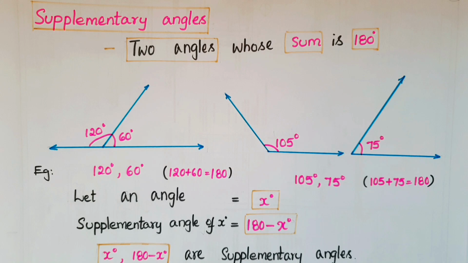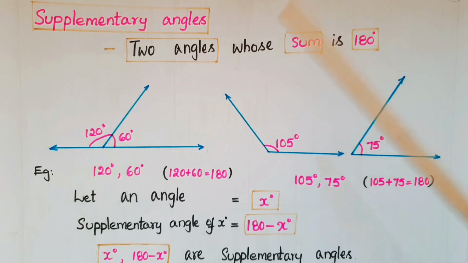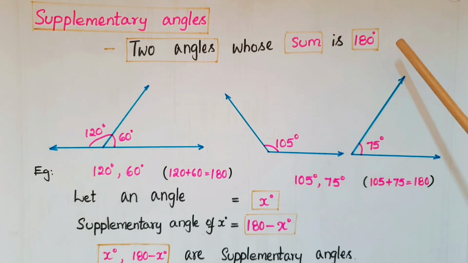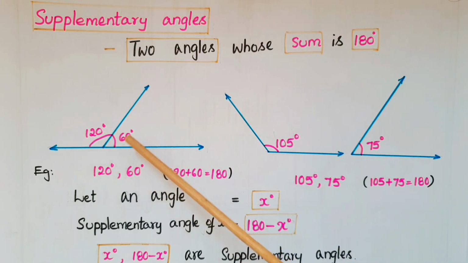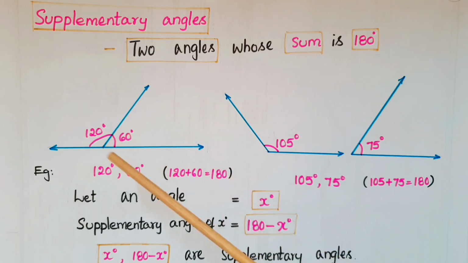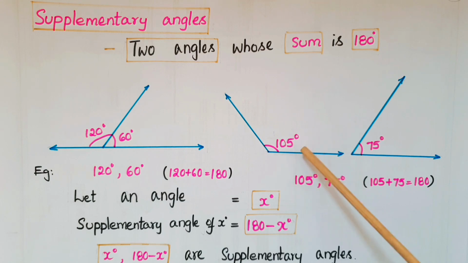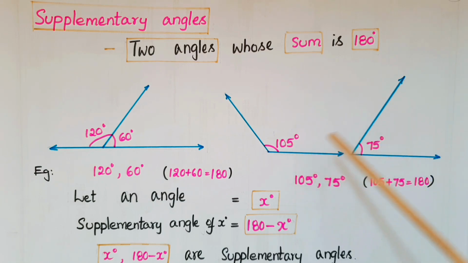Now I am going to tell about supplementary angles. Two angles whose sum is 180 degrees are called supplementary angles. For example, 120 degrees and 60 degrees, if you add these two angles, we will get 180 degrees. So these two angles are supplementary angles. And 105 degrees and 75 degrees, if you add these two angles, then we will get 180 degrees. So these two angles are also supplementary angles.